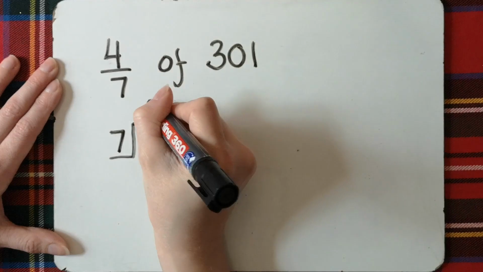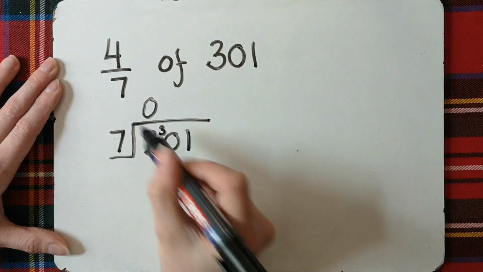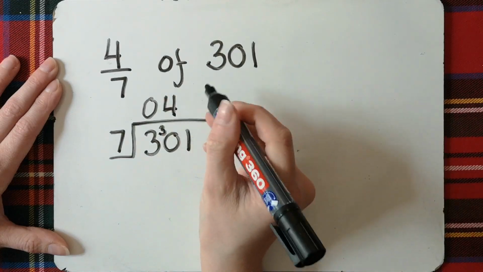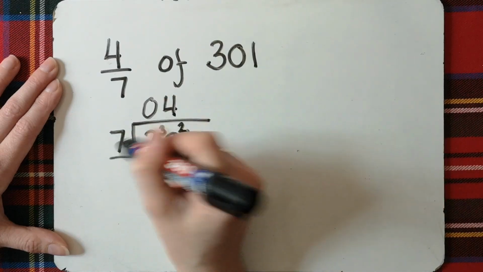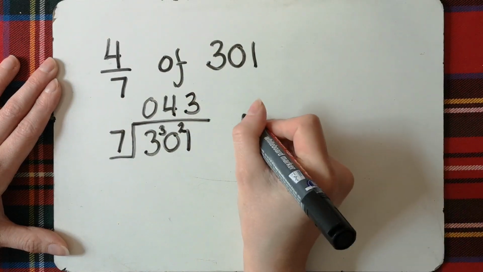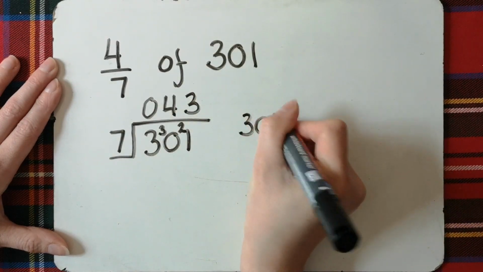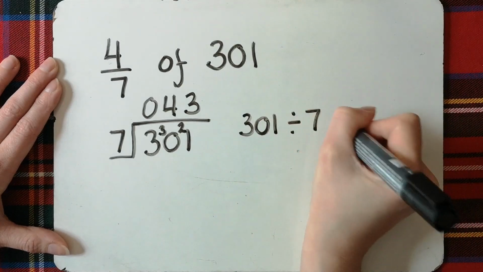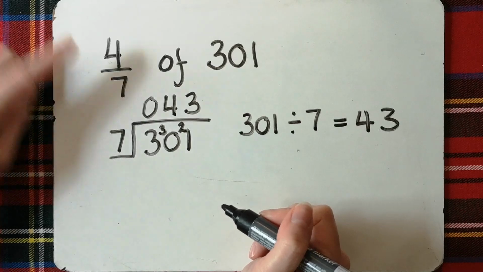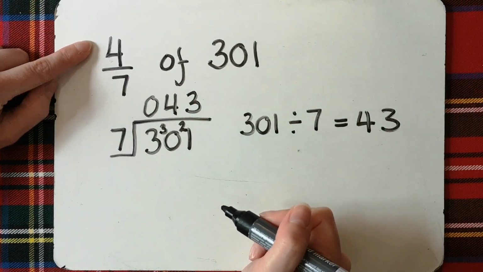7 goes into 3 no times, so I carry the 3. 7 goes into 34 times, which is 28, and gives me a remainder of 2. And 7 goes into 21 3 times. So I know then that 301 divided by 7 gives me 43. So I've divided by my denominator. Now I have to multiply by my numerator.